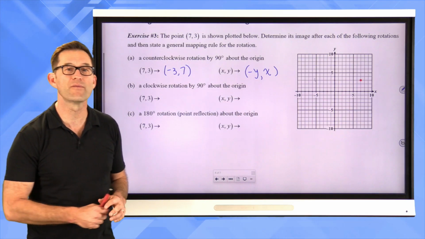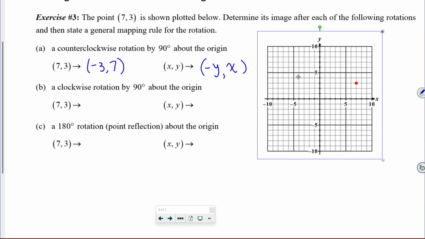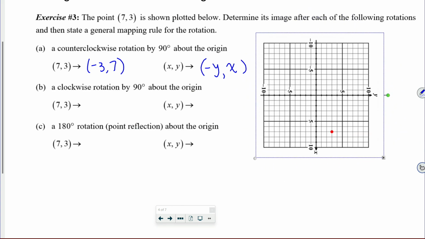All right, well, let's do it first with this clockwise. I'm going to go with a clockwise rotation. All right, so 7, 3 now becomes 3, 7. Oops, sorry, 3, -7. That makes a big difference.